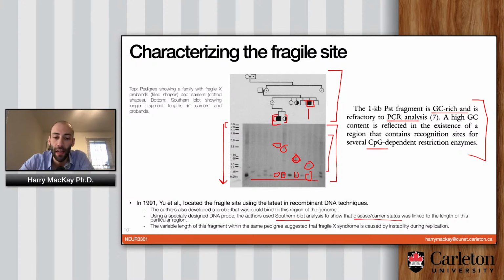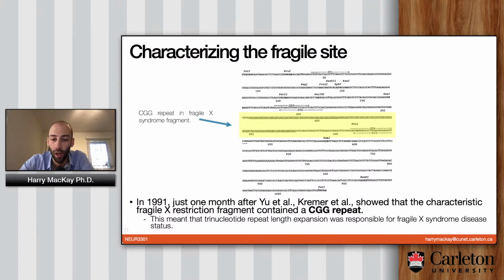Sure enough, in that very same year, one month after Yu et al. published their paper, Kremer and company showed, by actually sequencing this part of the genome, that the repeat sequence in the Fragile X restriction fragment contained a CGG repeat. So this is an area of DNA where the letters C, G, and G repeat endlessly. So here is an old-fashioned sequence that they've printed out in their paper. The repeat is underscored here, and you can see it's just CGG, CGG, CGG, endlessly repeated over and over again. And the length, of course, could depend.